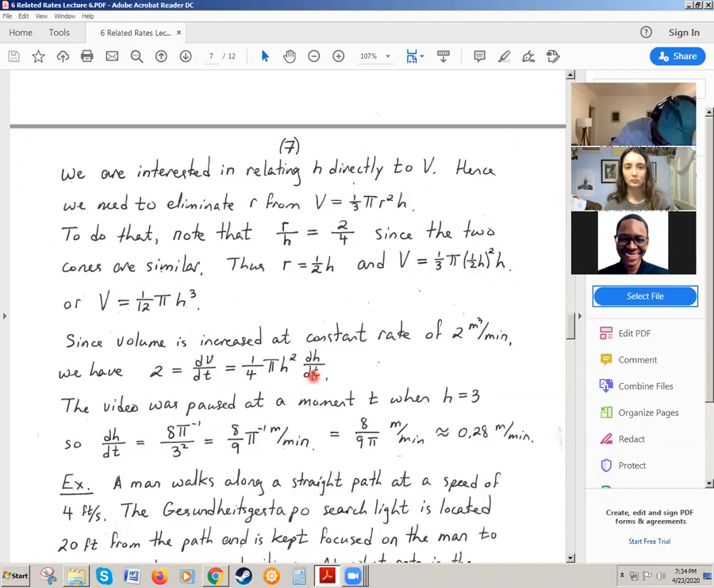I thought we're getting rid of the h by putting in a 3. Yes, we're getting rid of this afterwards. So first I need to take the derivative, and I have this relationship. That's 2 equals 1/4 pi h squared dh dt. Now I'm only interested in this problem not for any arbitrary h, but at the very instant when h equals 3. That's where I put h equal to 3 here. So then I solve, and what I get is 8 divided by 9 pi meters per minute.